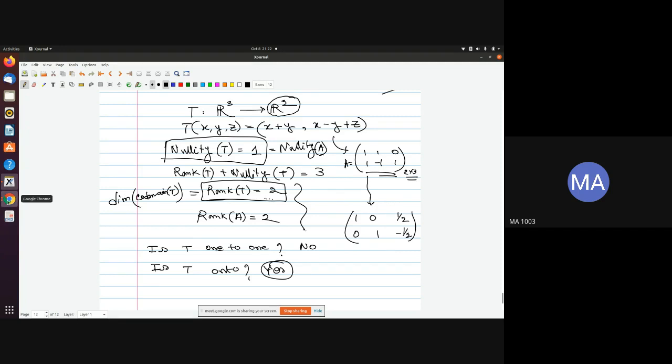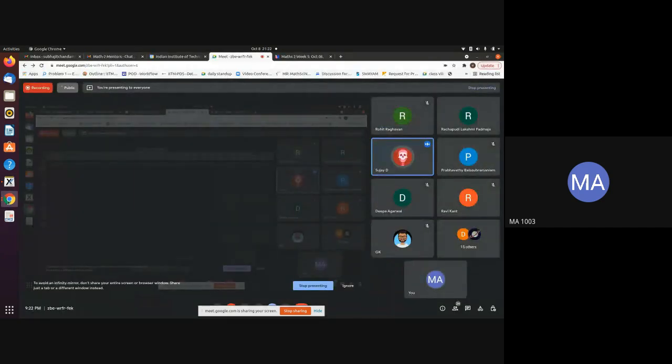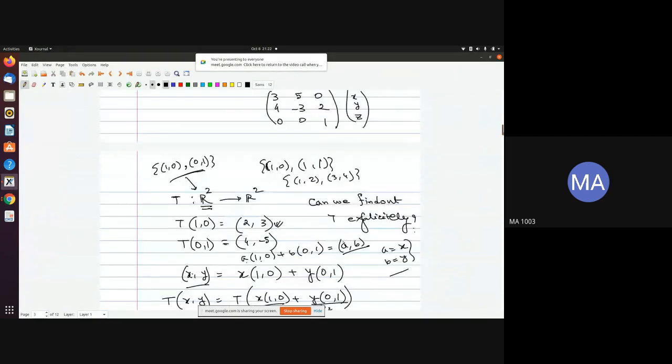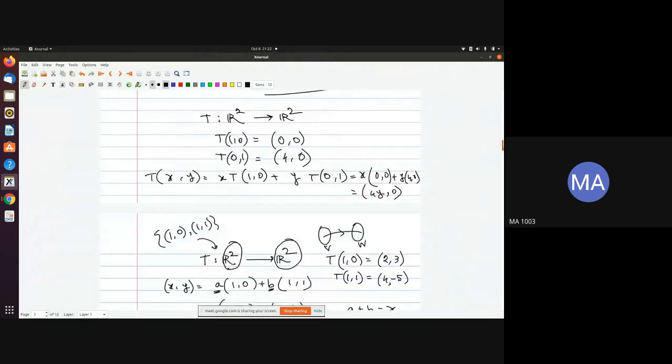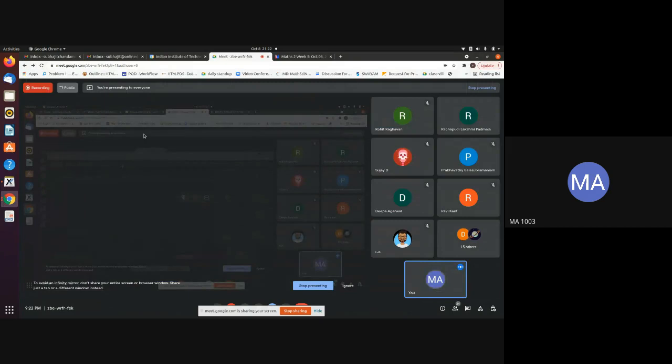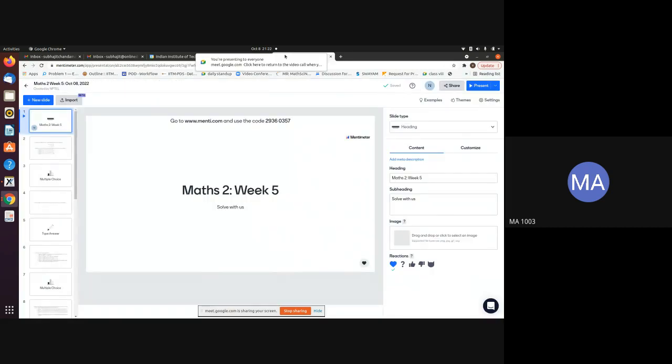In week 5, there is a concept of change of basis. That is what I have done, no? In the beginning of this. This is what I have written. So more or less, I have already covered week 5 and some portion of week 6 also. I think all of you have pen and paper with you. Let's solve some problems to get an idea.